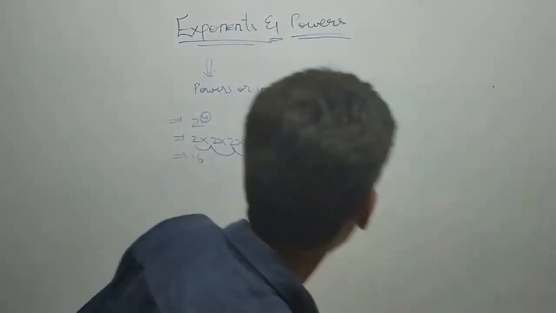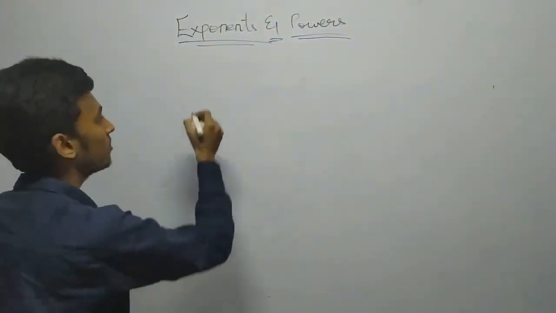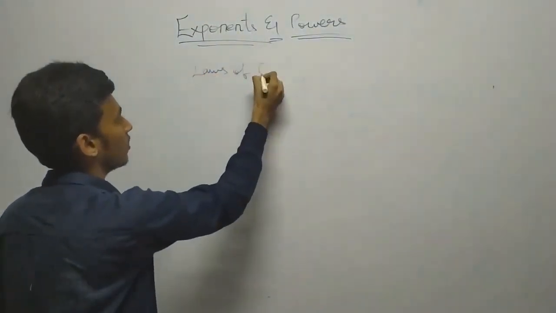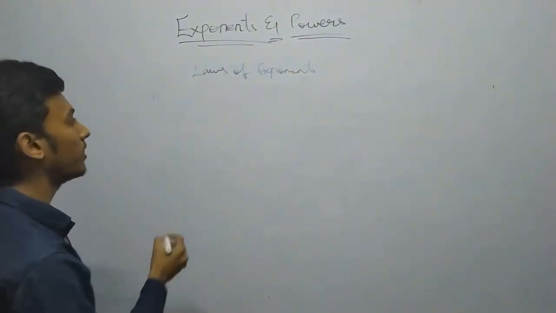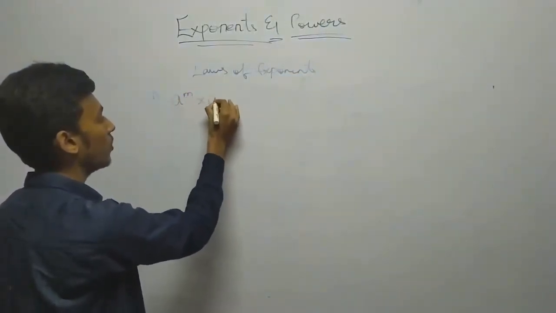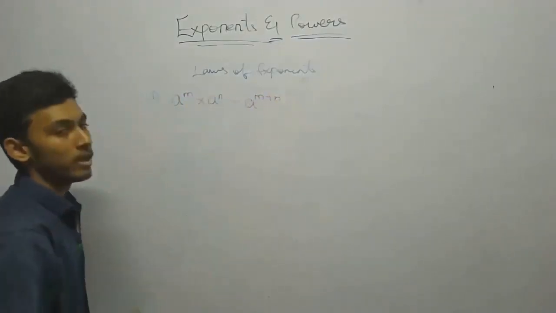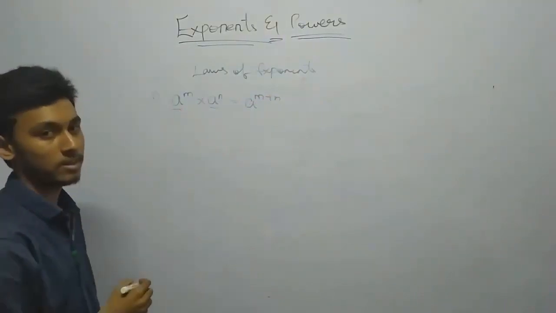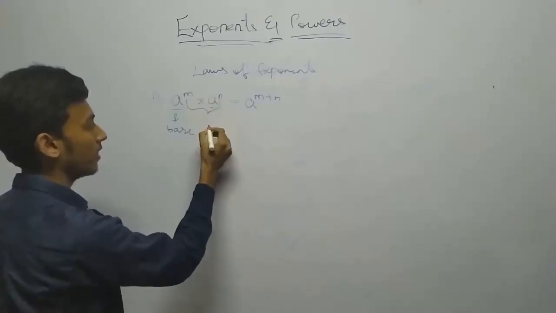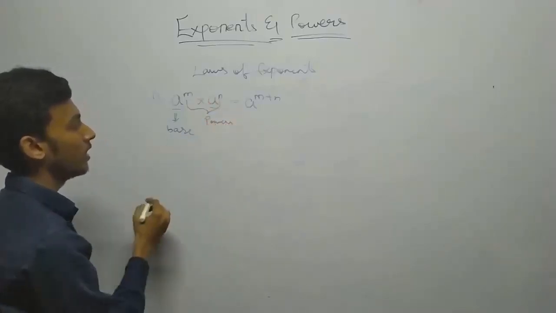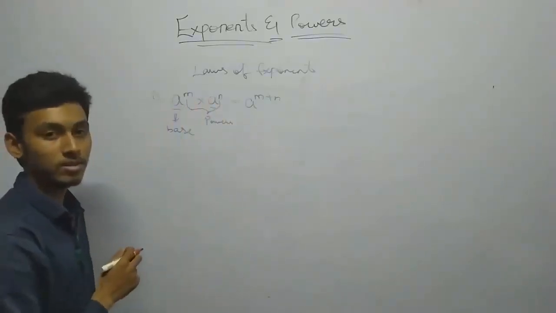Now we will be looking at the laws of exponents. There are various laws for solving exponents and powers. So, laws of exponents. The first basic law of exponents is a power m into a power n, which will be equal to a power m plus n. Here both a's represent the base. Here m as well as n represent powers. We are considering m and n because they are different powers, whereas the base is the same for both.